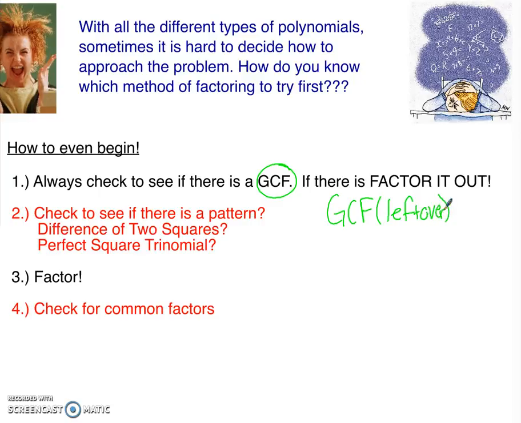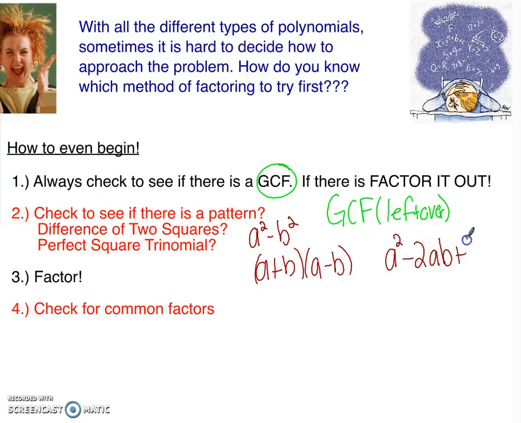Then check and see if there's a pattern. If there's a difference of squares, remember if it's a squared minus b squared, it would factor to a plus b times a minus b. Check to see, is it a perfect square trinomial? Do you have a squared minus 2ab plus b squared, or a squared plus 2ab plus b squared? Because remember, this would factor to a minus b squared. This would factor to a plus b squared. Don't forget about those. Then go ahead and straight factor and check for a common factor.